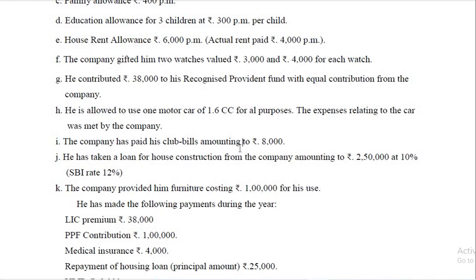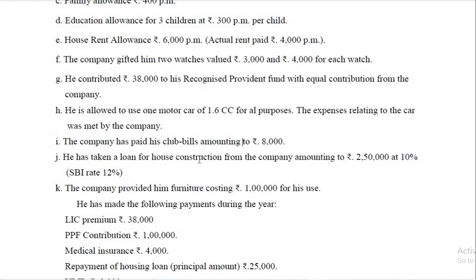The company has paid his club bills amounting to rupees 8,000. See, if the assessee becomes a member of a club and that will benefit the company, then it is exempt. But here it's not mentioned. If nothing is mentioned, that is his private affair, and therefore the bill paid by the company is a perquisite, fully taxable.